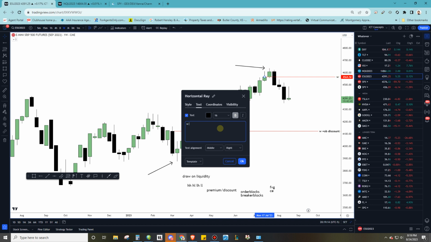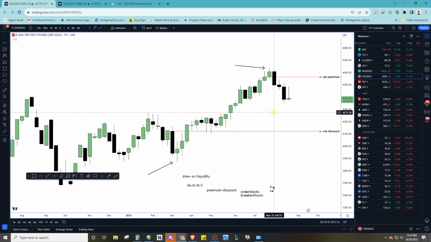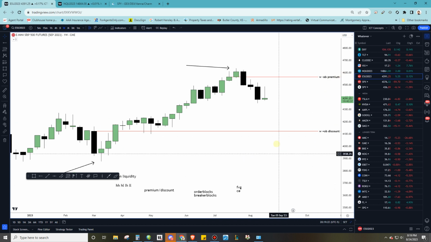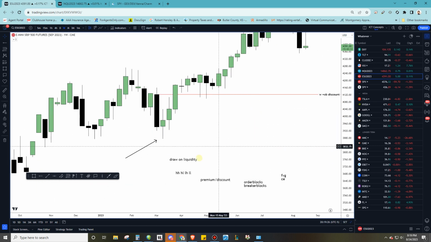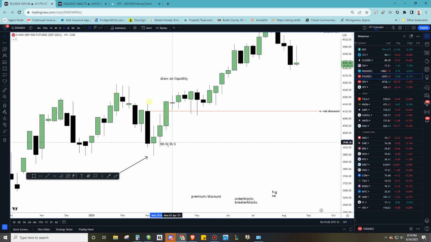So weekly, negative order block, and it's a premium array. So we got our premium and our discount set up. Next, I'll be trying to find this trend here. I want to find the draw on liquidity. So I'll keep all this stuff up here. We're going to find the draw on liquidity.